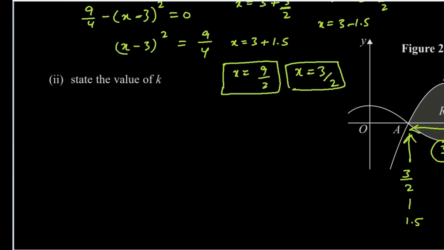This is going to be, x will be equal to 9 over 2, 0, 9 over 2 and 0. And this is going to be 9 over 4, 3 and 9 over 4.